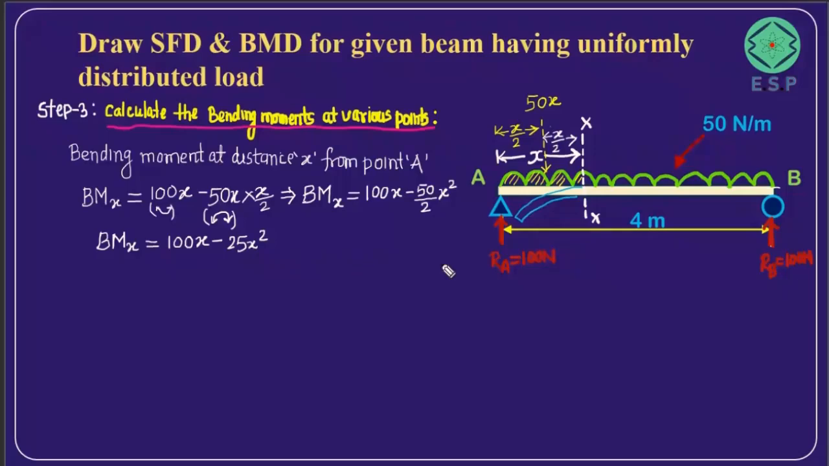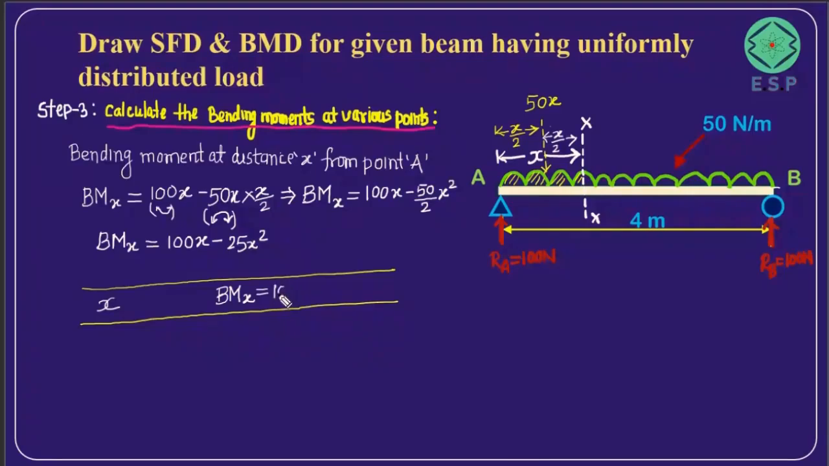Okay, so now if I substitute the value of x, I can find out the bending moment at various points along the length of the beam. So let's do it, friends. So I'm going to take again the value of x as 1 meter, then 2 meter, then 3 meter and 4 meter, like that I'm going to do. So friends, we'll have x, and then we'll have bending moment at corresponding points on the beam, which is given by the expression 100x minus 25x square.